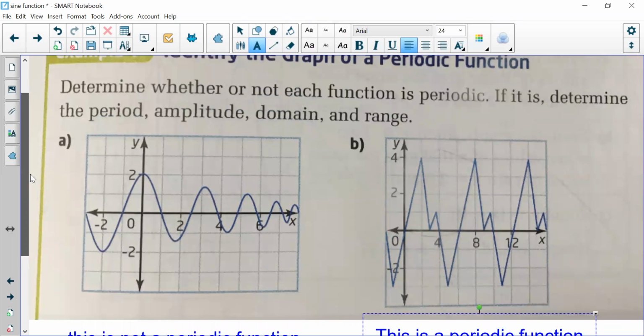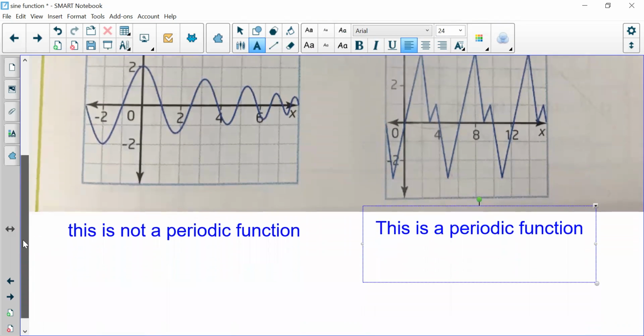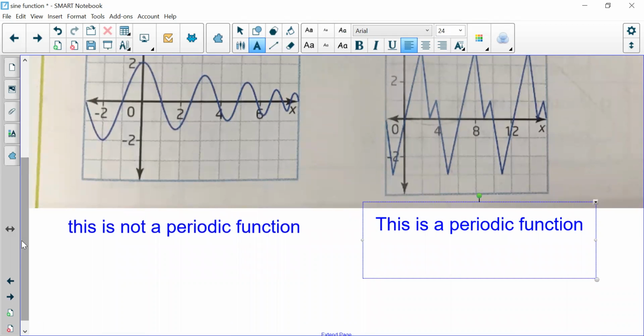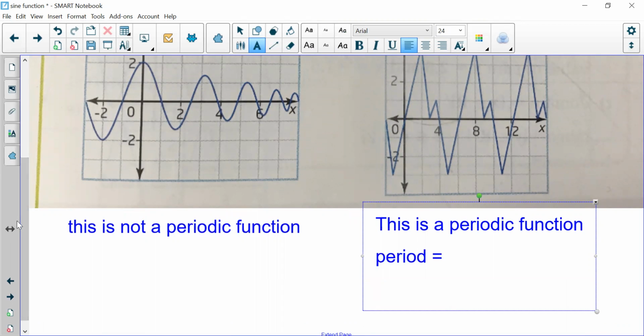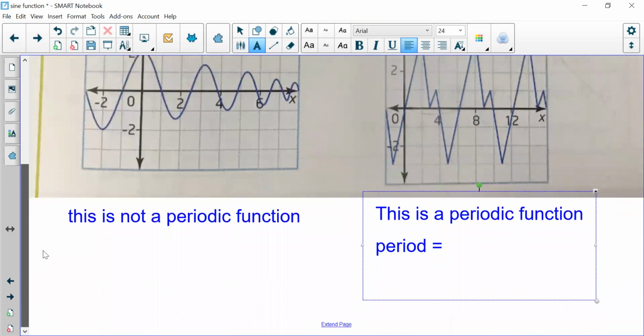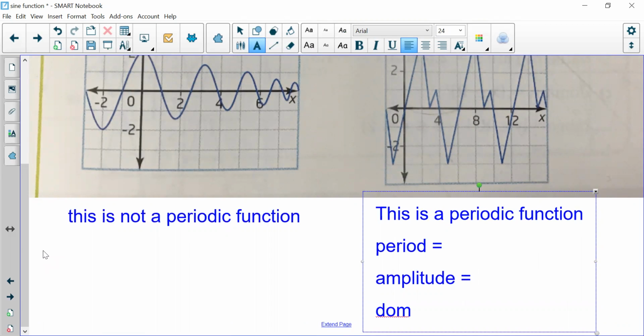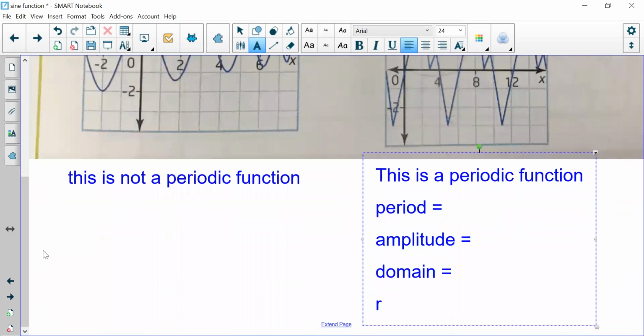Because it is a periodic function, we're going to try to figure out its period, amplitude. Oh, and look, let's throw in for fun, domain and range from a long time ago. Okay, so period is the horizontal length of a cycle. So we have to look at the graph and figure out what we think the period is. So we're going to do period, amplitude, domain and range. That's okay, we'll do it one at a time.